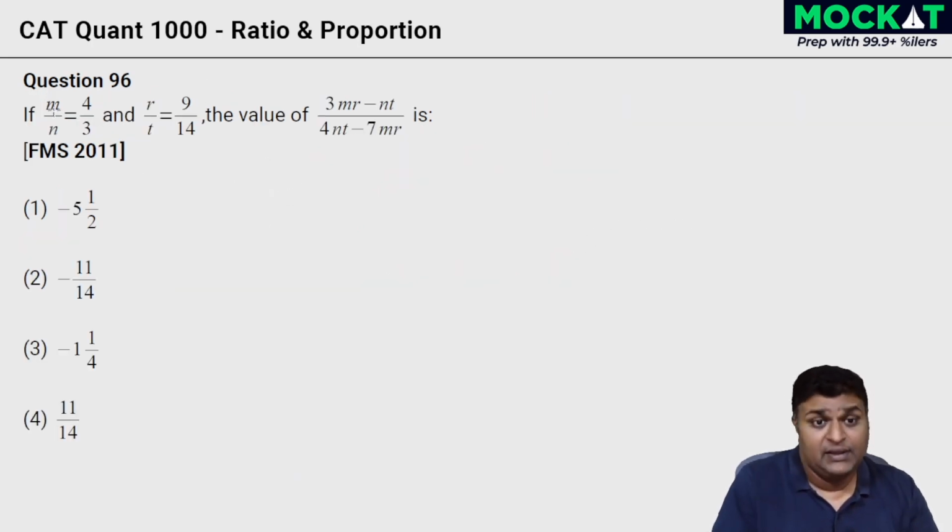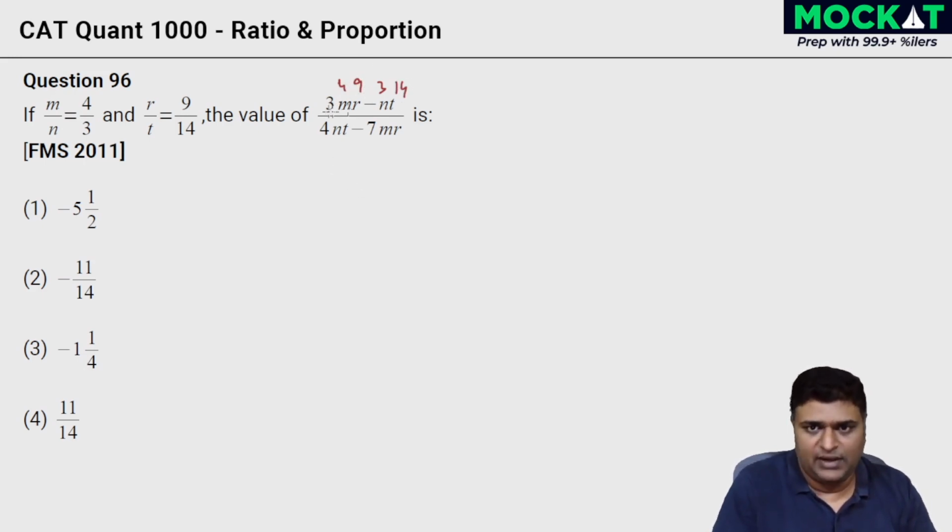On to question 96. m by n equals 4 by 3 and r by t equals 9 by 14, then the value of 3mr minus nt by 4nt minus 7mr, and we have the option none of these or cannot be determined, all of that, right? In questions like these where you have variables with some ratios given and you need to find the value of a certain expression with only an answer that is a real number for sure, just plug in the sets of values which are possible. m equals 4, n equals 3. You can just plug in, right? m is 4, n is 3, r is 9, and t is 14, right? That's one way to proceed.